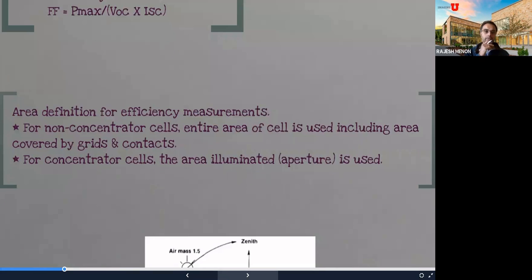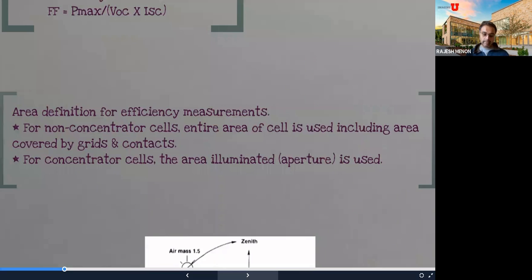Now, the area definition for efficiency measurements is very important. For non-concentrator cells, the entire cell area is used, including area covered by cell grids and contacts. So when we look at a solar cell, there are always these grids that you see running across the solar cell or solar panel, and these are the wires that carry the current, right? They of course shadow the light, so they contribute to efficiency loss, but in actual measurement you do need to account for them. So you take that into account when you do the measurements.